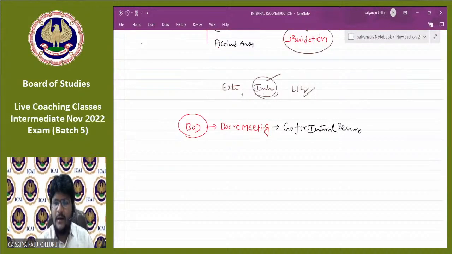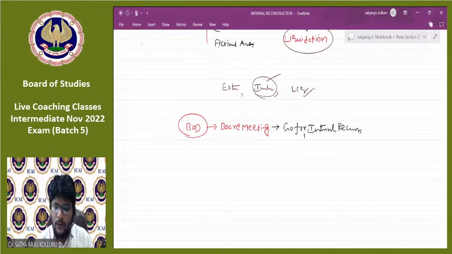Sir, such a thing does not happen in a single day. They don't discuss on an hourly basis and decide to go for internal reconstruction. It doesn't happen like that, because these are joint stock companies with huge turnover and huge worth of assets. Different parties may be impacted by this process of internal reconstruction. That's why deeper discussions happen over a number of board meetings before they take the decision to go for internal reconstruction.